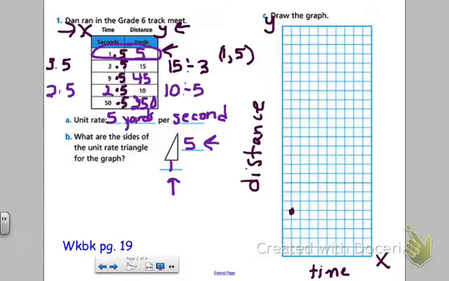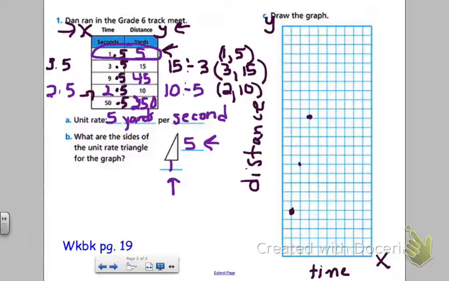Okay, so I plotted 1, 5. The next one is 3, 15. So over 1, 2, 3, up 15. Right about there. And I don't think I'm going to have space for 9, 45. Don't feel like you need to plot every single ordered pair. You may not have space for it. Plot the ones that you can. 2, 10, I can plot that one. Let's see, over 2, up 10. Right about here.